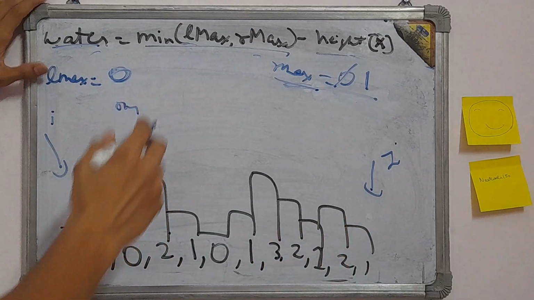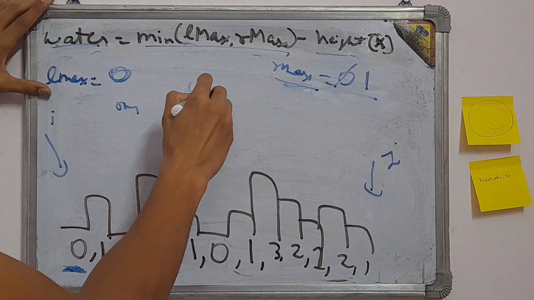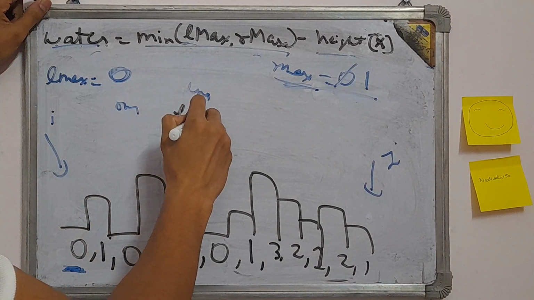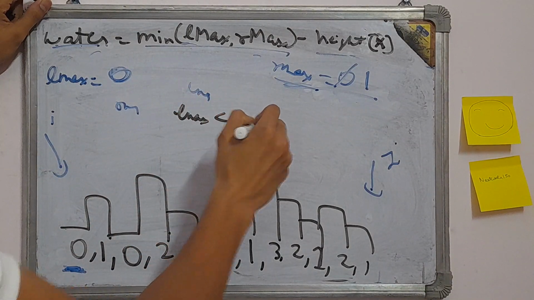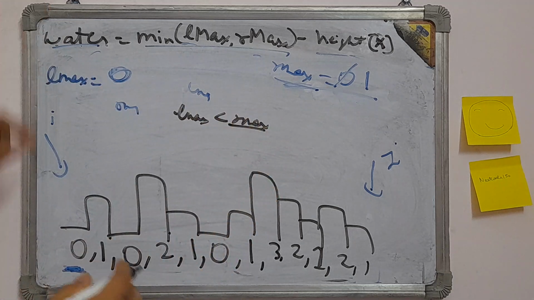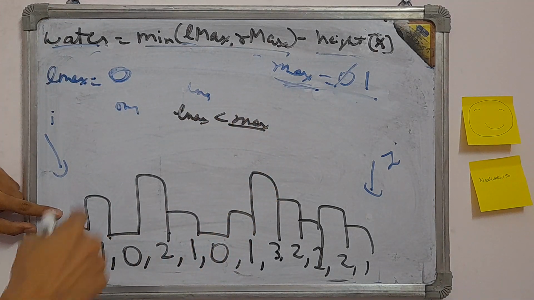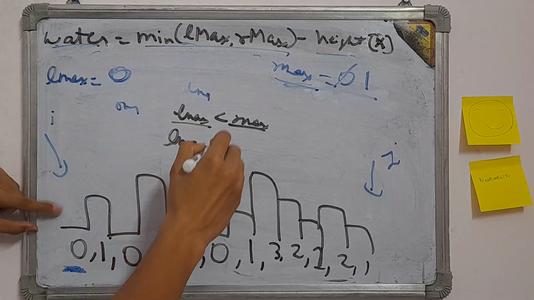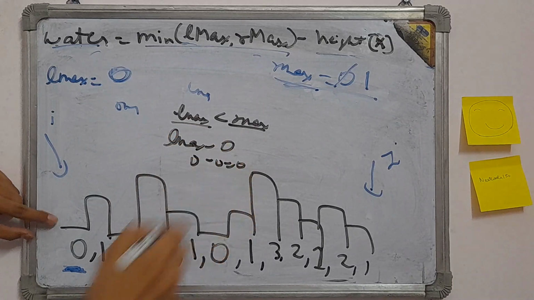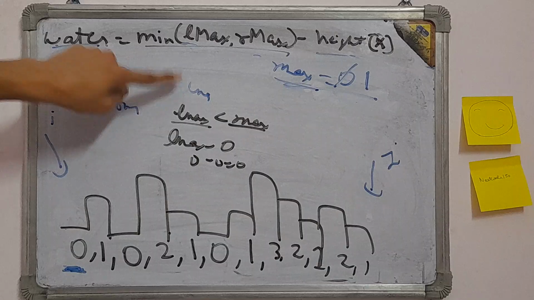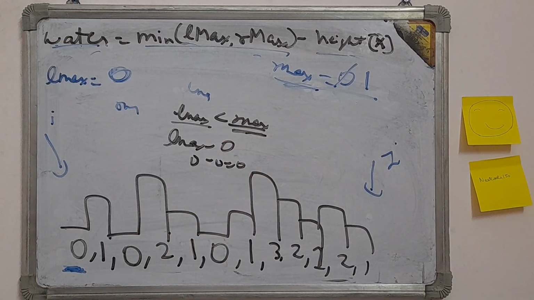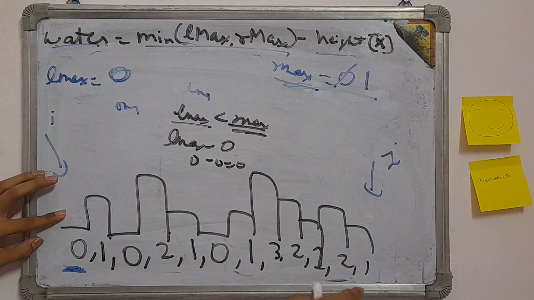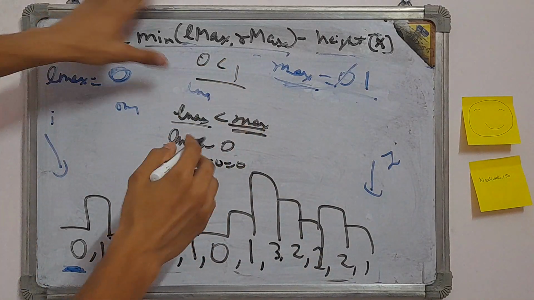So now we can say that L max is less than R max. So if we have to take the border, I am saying that L max is the minimum one. So we can just do L max minus current height, 0 minus 0 is equal to 0. Now you might say, how do we know it is the minimum? What if this one is the minimum? Right now we know 0 is less than 1, that's for sure.